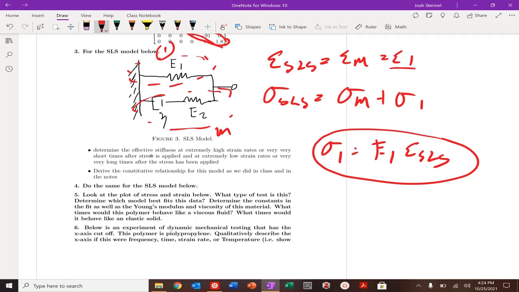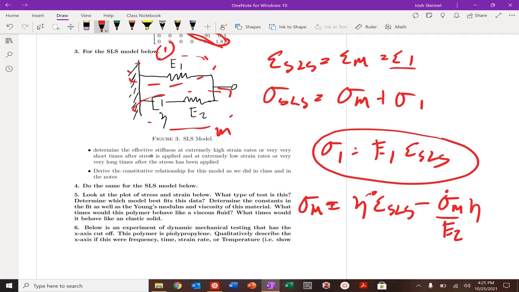Now, how do I write the stress in my Maxwell model? Well, if I look at the stress in the Maxwell, that is equal to eta times my strain rate, and then you have to go back and look at your Maxwell model. The strain rate of my Maxwell model is also equal to the strain rate of my SLS, and then that is going to be minus the stress in the Maxwell over my E2. So, times eta, excuse me, minus E2 times eta.